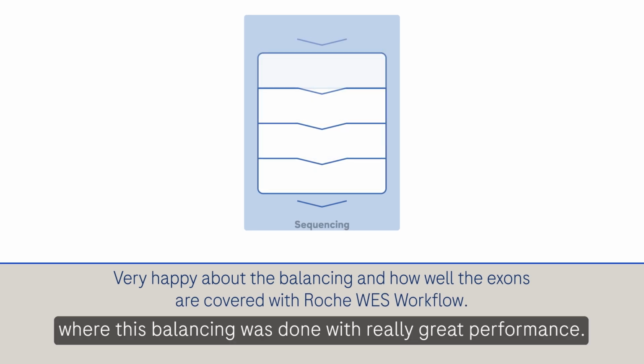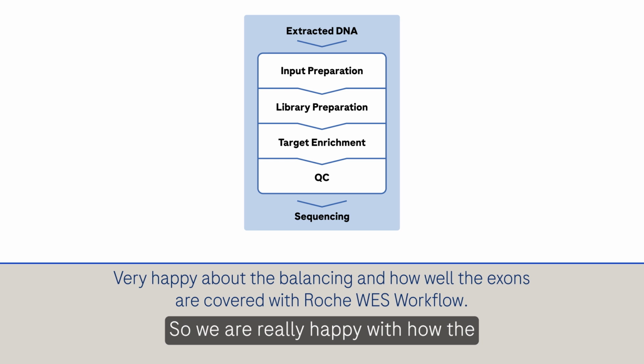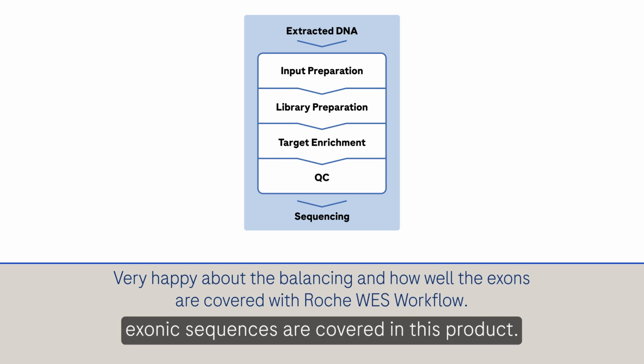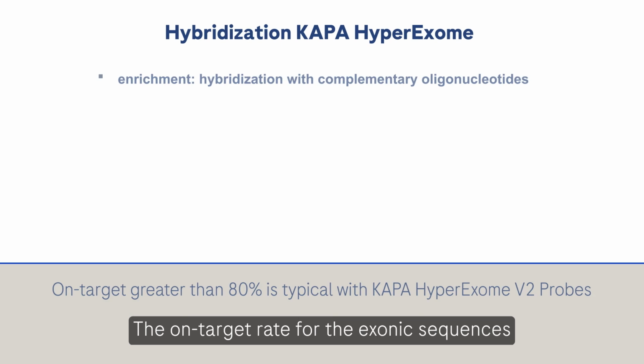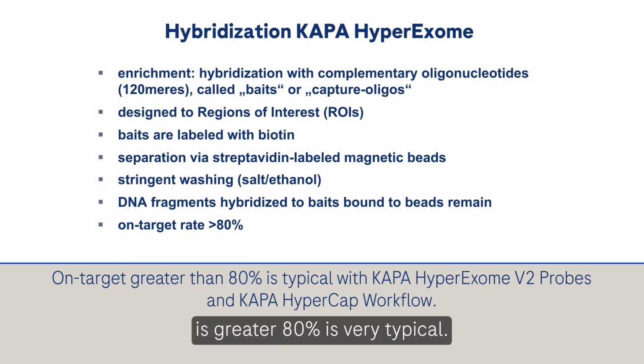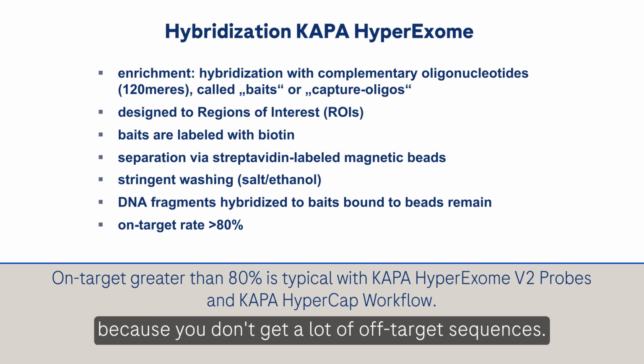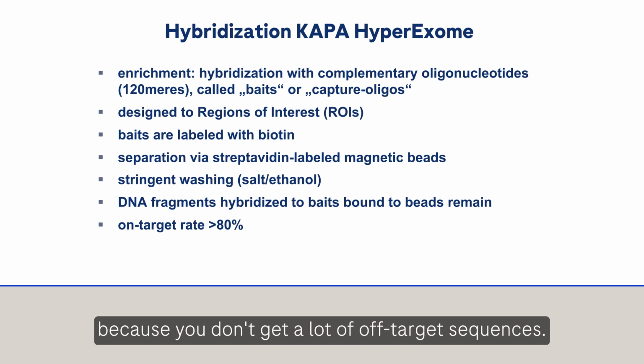For HyperExome, we have a product where this balancing was done with really great performance. So we are really happy with how the exonic sequences are covered in this product. The on-target rate to the exonic sequences greater than 80% is very typical, which is also nice for cost-saving sequencing because you don't get a lot of off-target sequences.